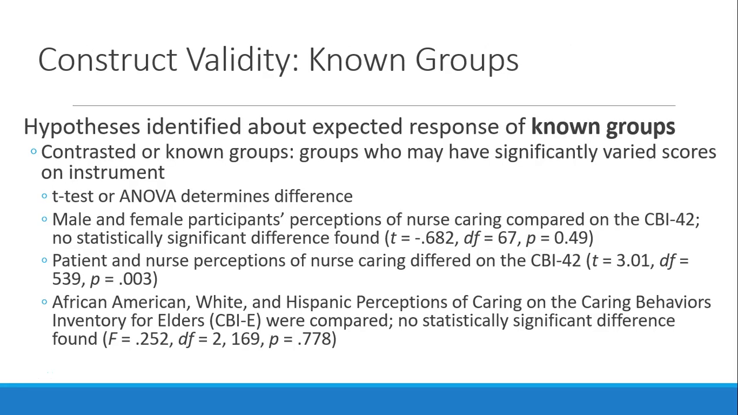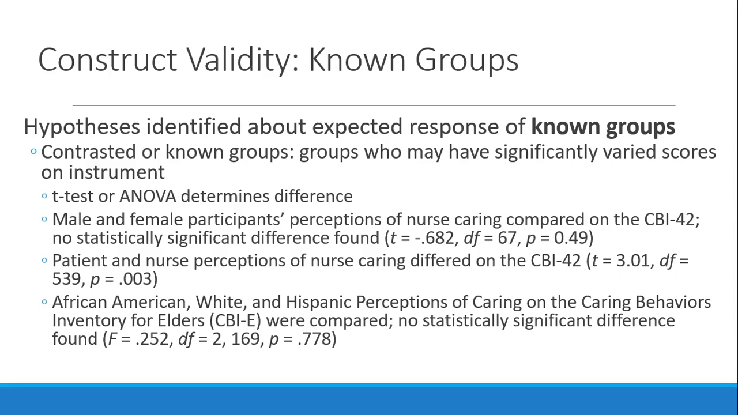So first is construct validity of the known groups type, and this means that you might have opposite kinds of people involved, such as male and female participants. You can see here on the CBI 42 that there was no difference between the genders. So that was important. Another study on the CBI 42, where the patient and nurse perceptions of nurse caring were tested, found that they were statistically significant, and that was reported. So that was a t-test. Both of those examples are t-tests.